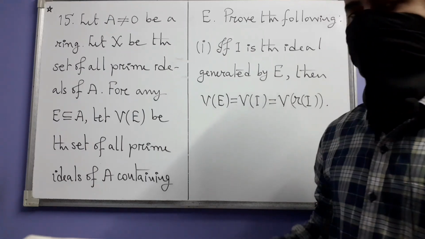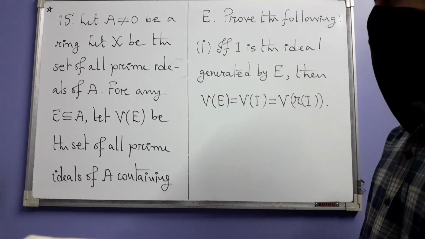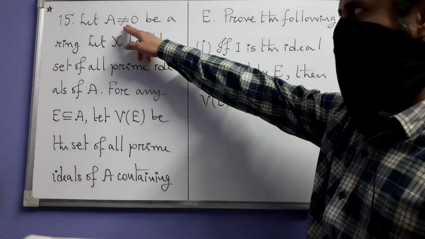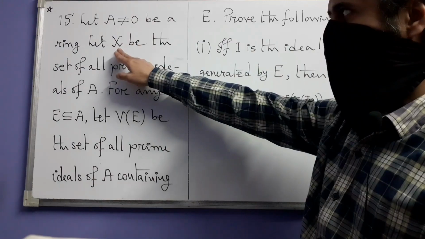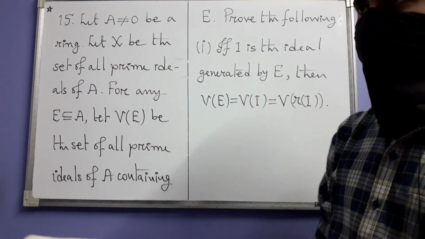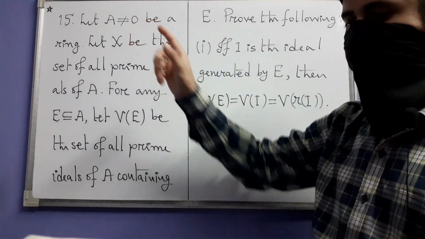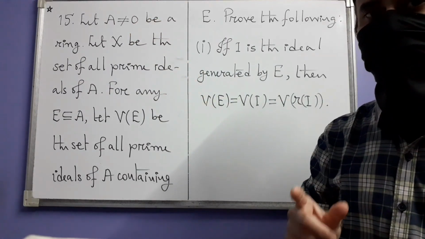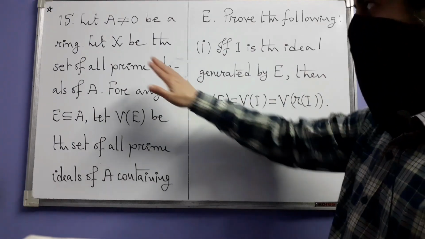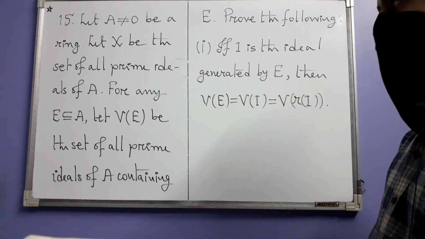The next exercise is an odd numbered one, number 15, but we are going to need this. So let's see what it's saying. Here we have a non-zero ring A, in which we are considering X, which is the set of all prime ideals. From a previous result, you know that because A is non-zero, it has at least one maximal ideal, which is of course also prime. So that means X is non-empty. So there is at least one prime ideal.